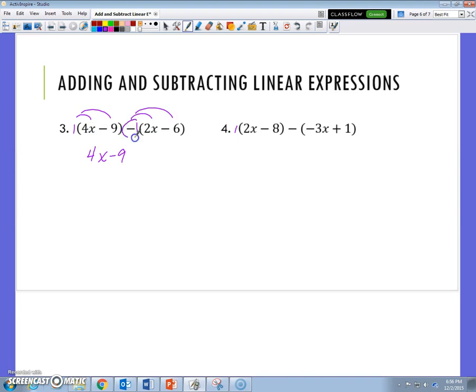So I need to distribute the whole negative. So negative 1 times 2x is negative 2x, and negative 1 times negative 6 actually ends up being a positive 6. Okay? Negative times a negative is a positive. It's going to be very important. Okay? So let's just take a look here. I have 4x minus 2x is 2x. Negative 9 plus 6. Negative 9 plus 6 is negative 3. There we go. And as you practice and practice your integers, you'll understand. Or you'll be a little quicker too with adding those positive and negative numbers.